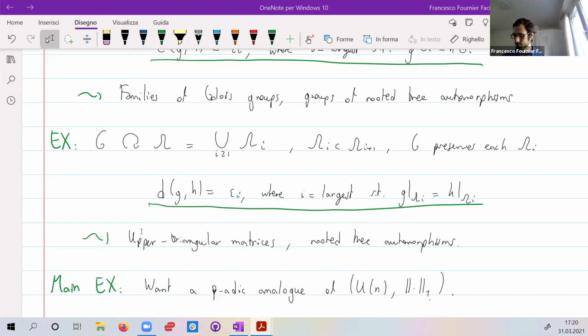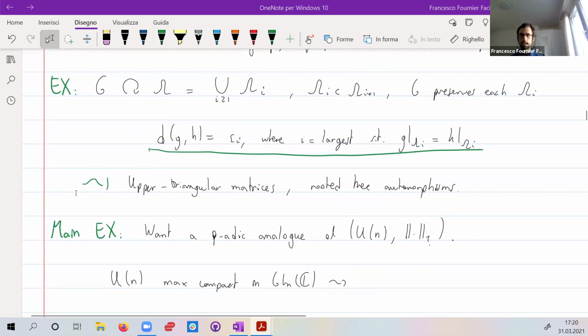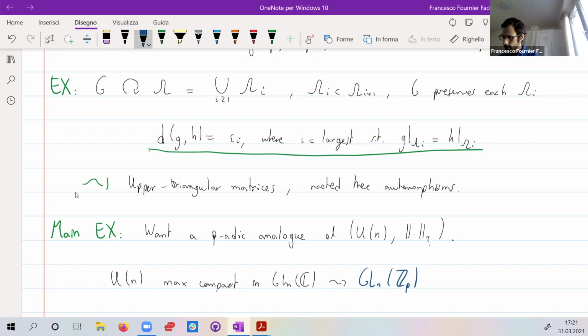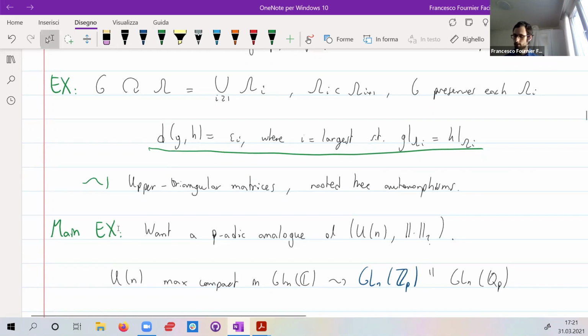Okay, right. So the main example that we're going to talk about today is a p-adic analog of stability with respect to unitary groups. So first, what is the group? What is the p-adic analog of U_n? Well, there are many ways in which you could choose it. I'm going to use this way. U_n is maximal compact in GL_n(C). So I'm going to take GL_n(Z_p), integral p-adic matrices, which is maximal compact in GL_n(Q_p). So this is my choice of a p-adic analog of U_n.